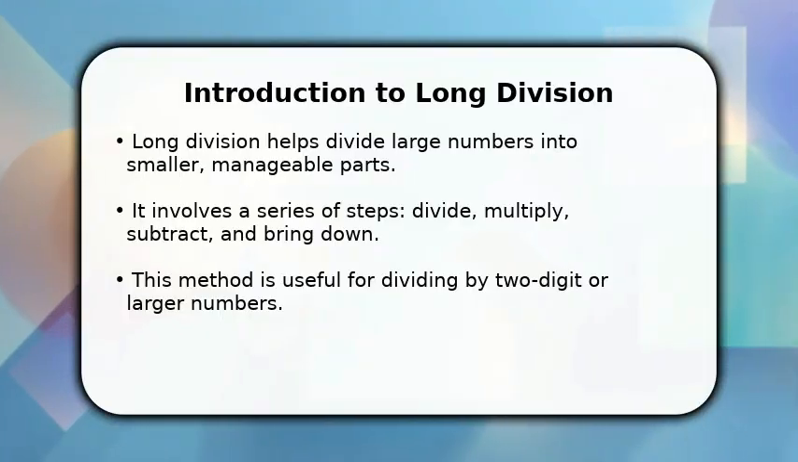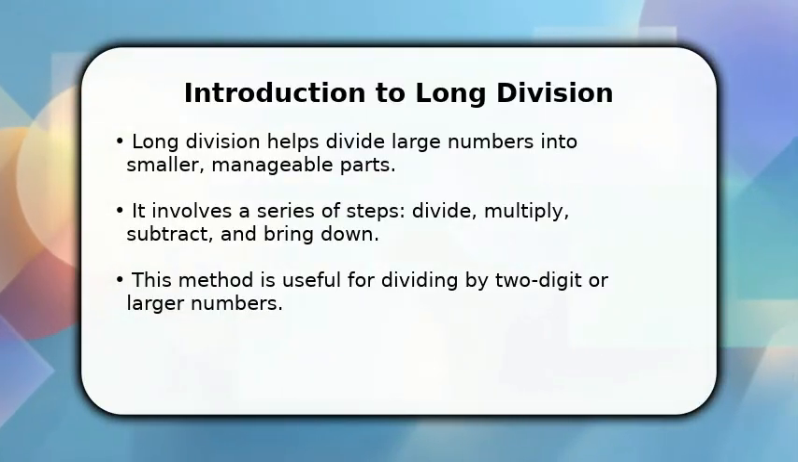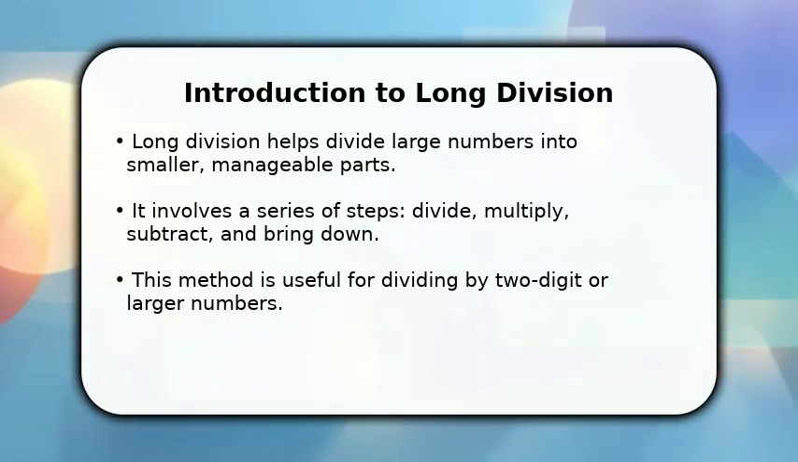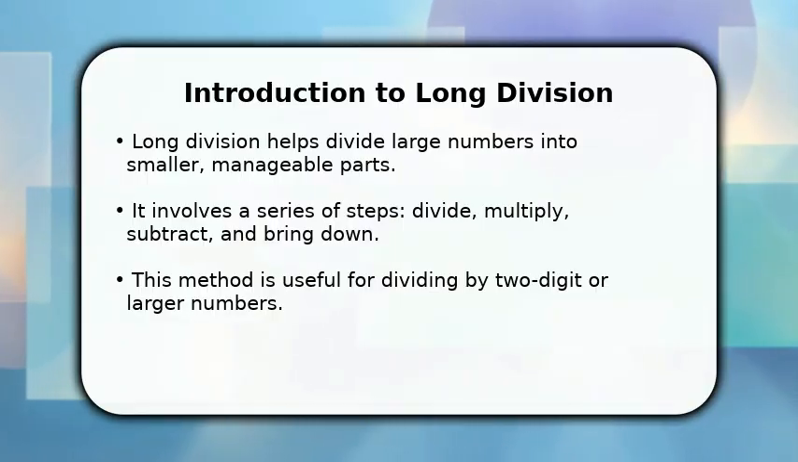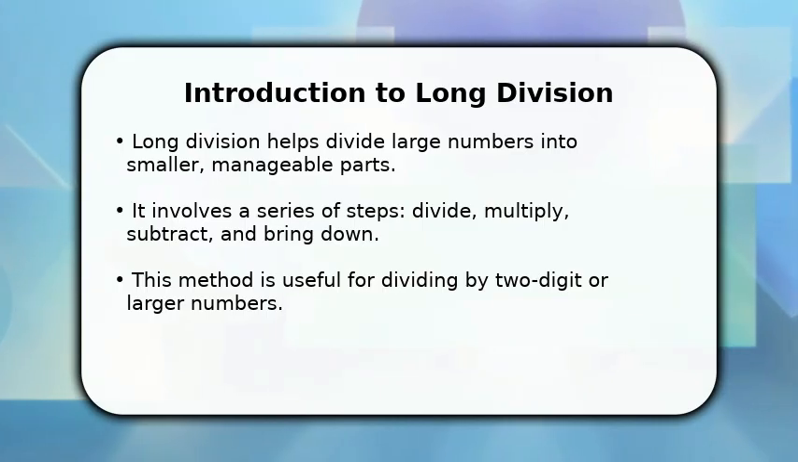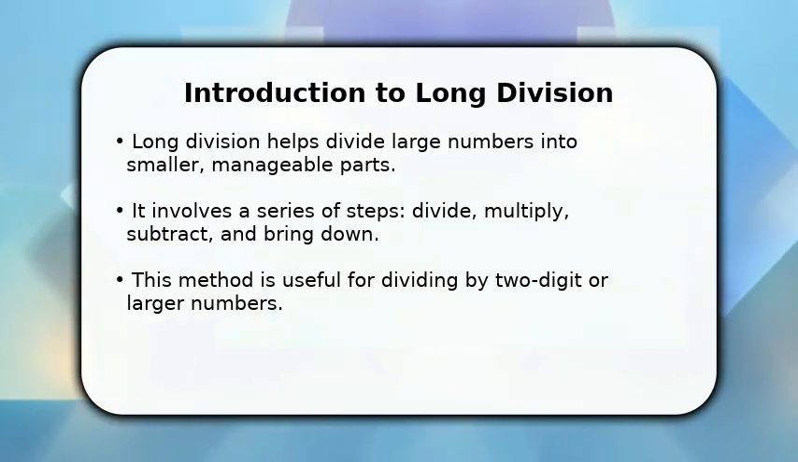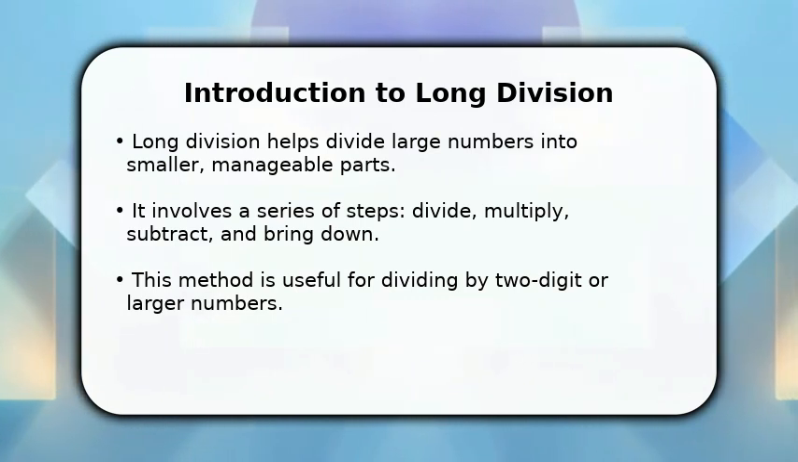In this video, I will explain how to do long division using an easy method. First, understand that long division breaks down complex division problems into simpler steps. It's a systematic approach for dividing larger numbers by smaller ones, especially useful when the divisor has 2 or more digits. We'll cover the 4 main actions: divide, multiply, subtract, and bring down. This method helps you find the exact quotient and any remainder efficiently.